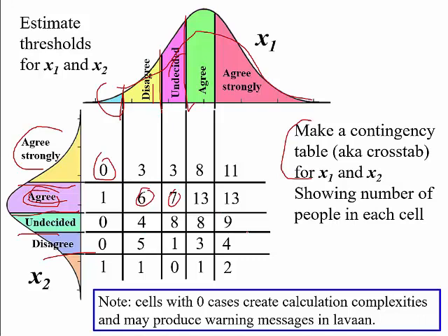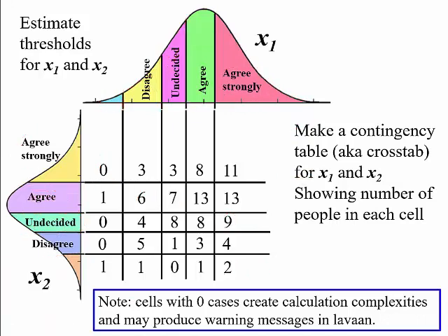So I'm just making a contingency table. How many people in each cell? There were 9 people that were undecided on x2, but agreed strongly to x1. I'll make this contingency table showing how many people appeared in each cell. I have a note at the bottom here that this is our first step for calculating the polychoric correlation between x1 and x2. We have some cells that have 0 cases, and that will make the calculations a little more complex. It'll make some problems that can be dealt with, but they make the calculations a little more complex.